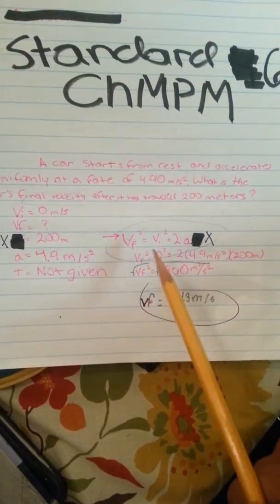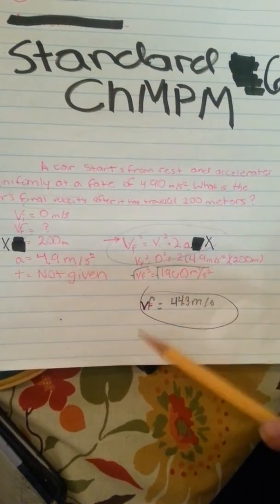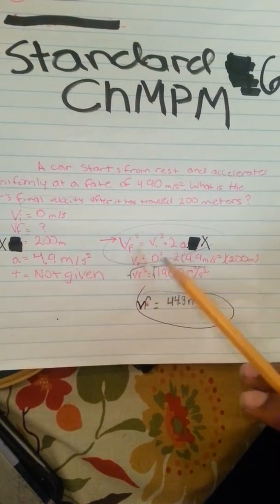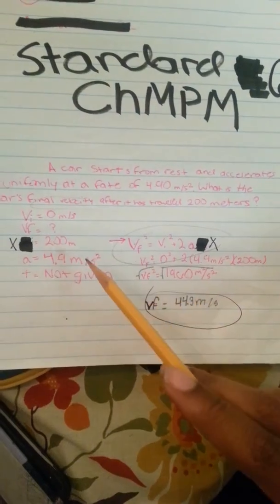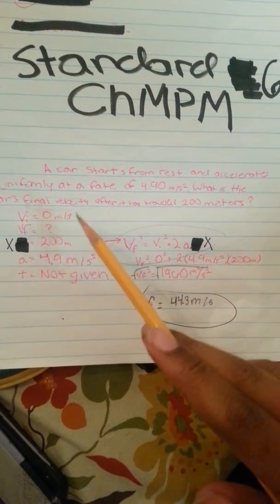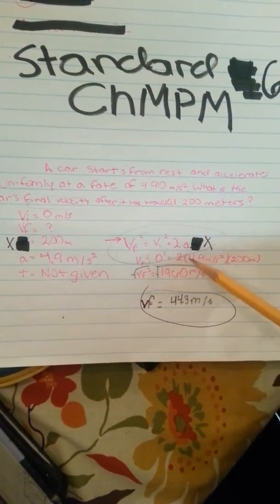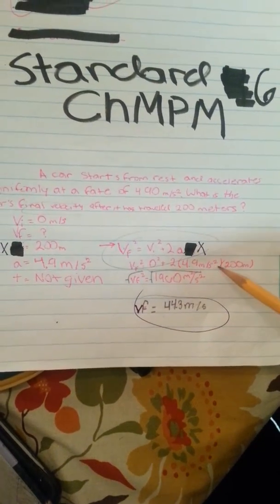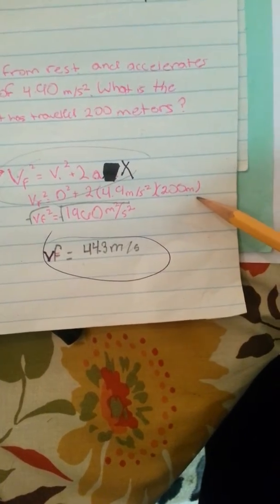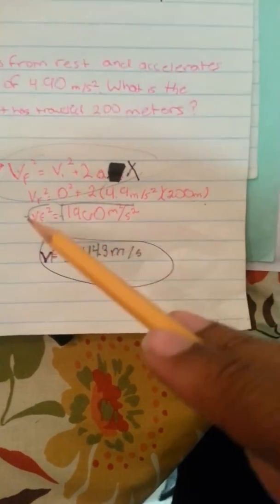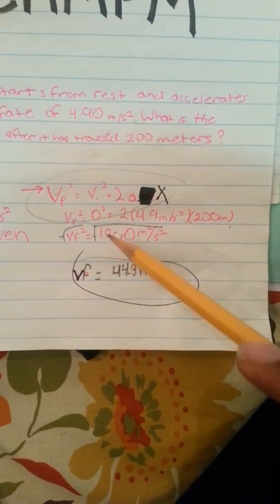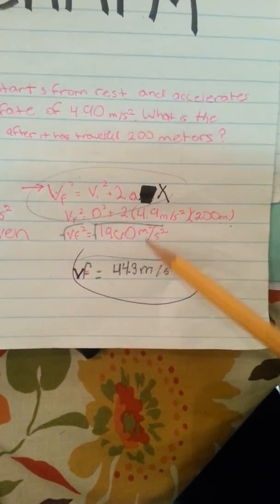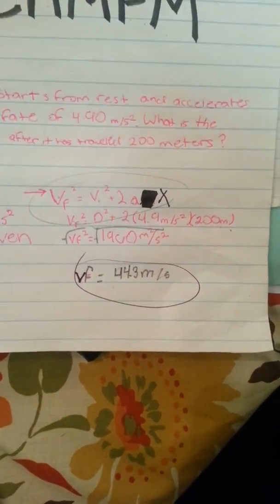To solve, we must substitute for the values. Final velocity squared, which is what we're solving for, equals 0 squared, since the initial velocity is 0 meters per second, plus 2 times acceleration, which is 4.9 meters per second squared, times 200 meters. This will give us a final velocity squared equals 1,960 meters squared divided by seconds squared.